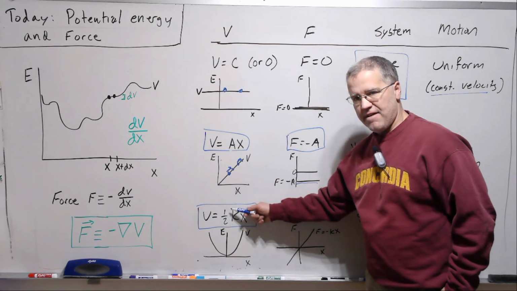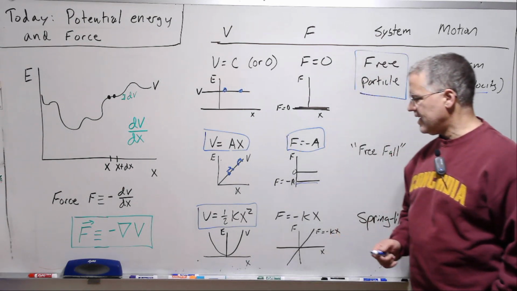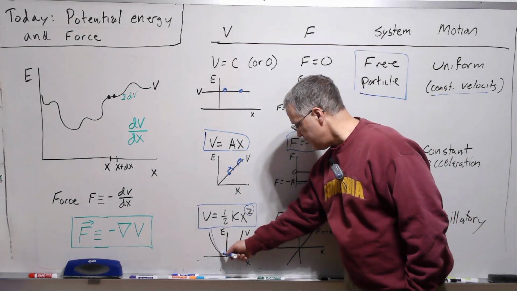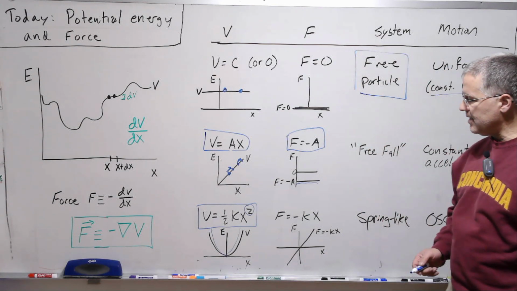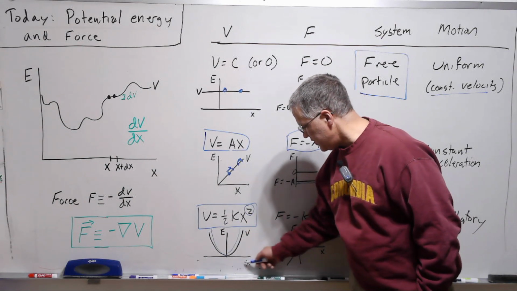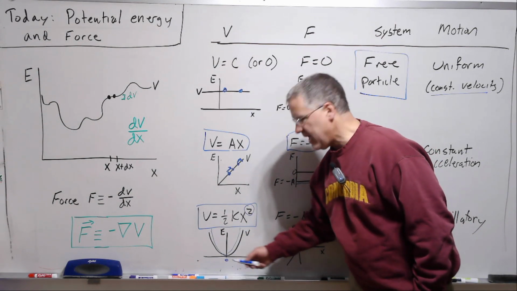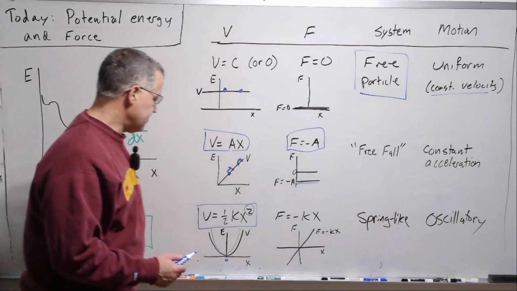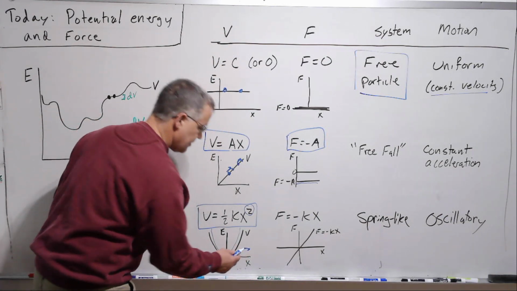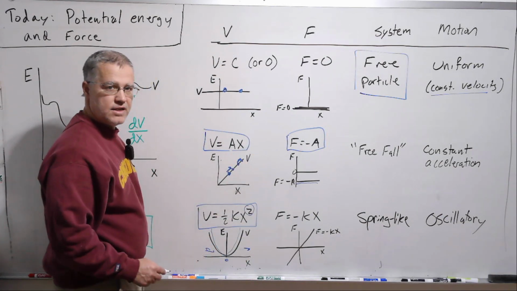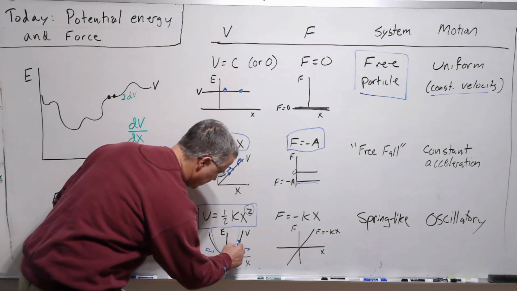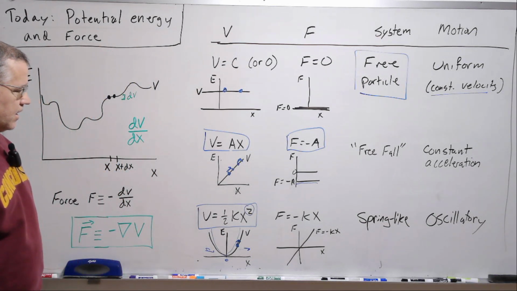I wouldn't have had to put the 1/2 here, but just for convenience, I'll do that. So this is a x squared, so we remember that as a parabola. So here's our picture of the potential energy versus position. So if I'm at the bottom of that parabola, then I'm at my lowest potential energy. If I go in this direction, I go up. If I go in this direction, I go up.